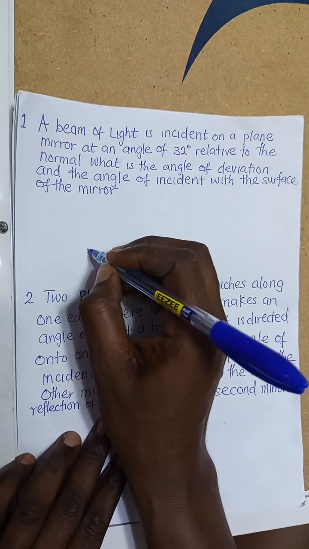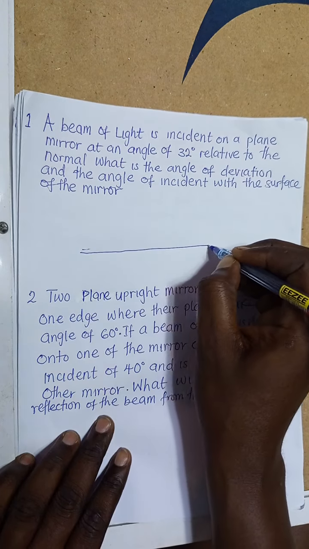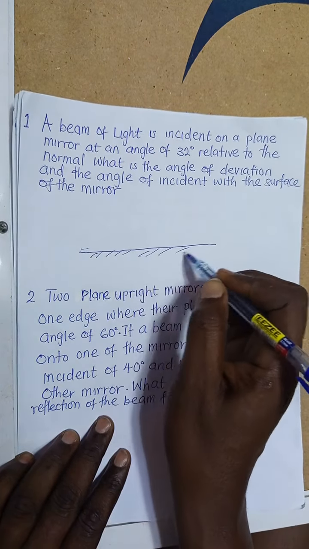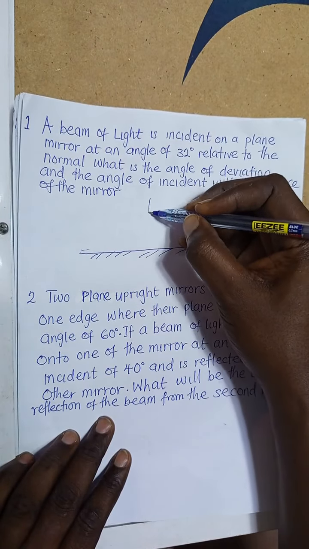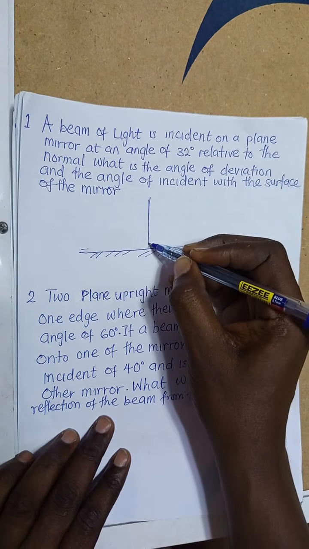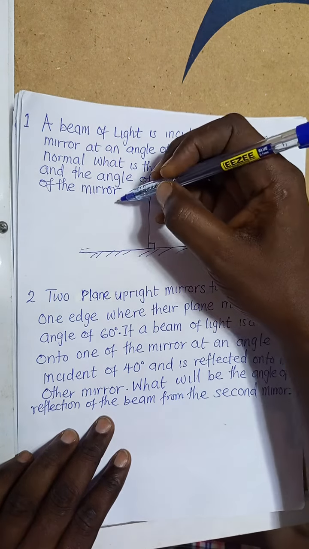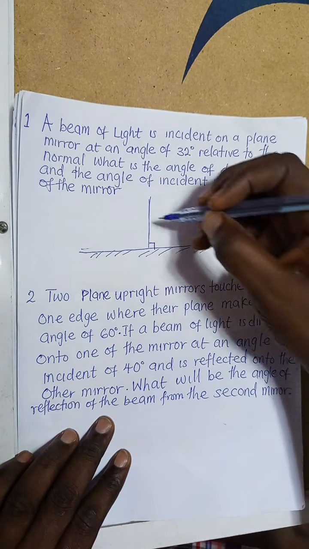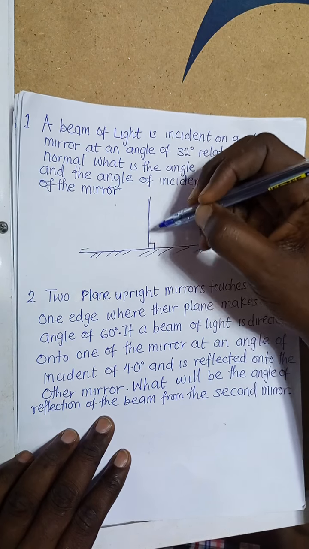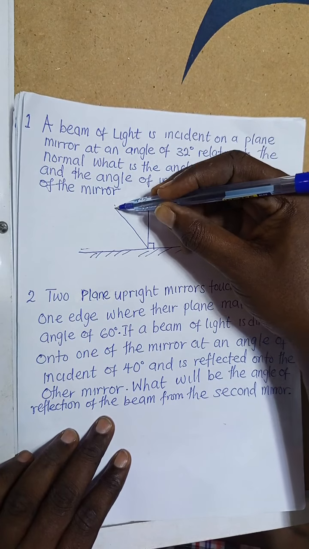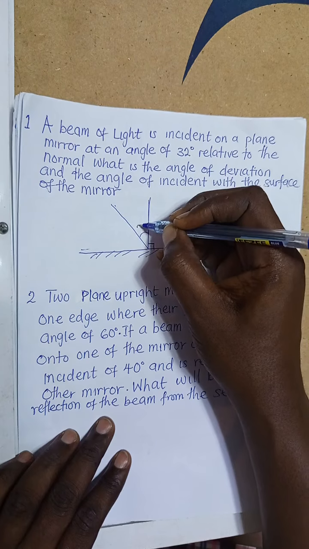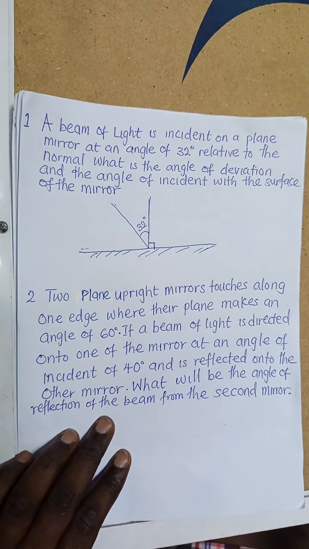Now let's say this is a plane mirror. Now if that is our plane mirror, let's draw a normal. This is the normal at 90 degrees to the plane mirror. Now let's check our angle of incidence. The beam makes an angle of incidence on a plane mirror of 32 degrees with the normal. So that means we're going to have this. This is angle 32 degrees with the normal. Now the question says, what is the angle of deviation?